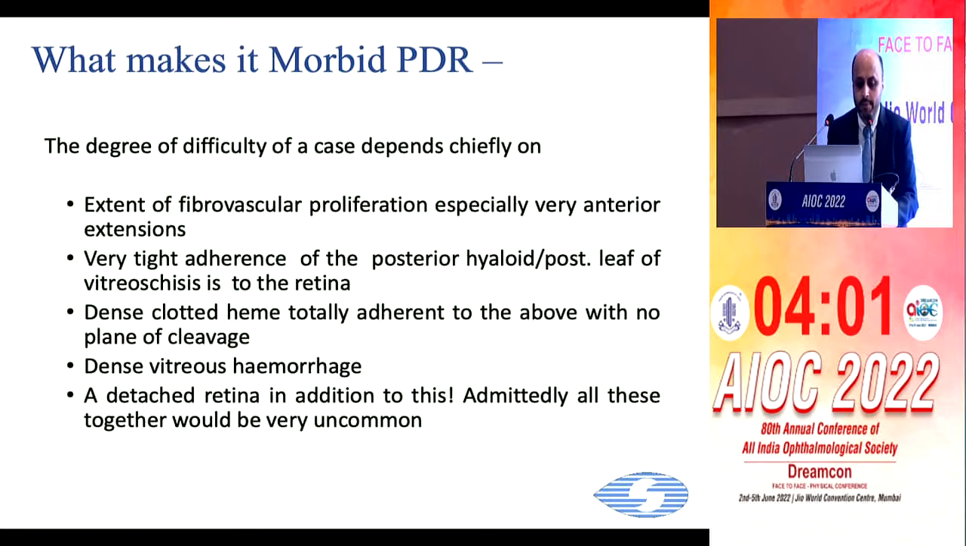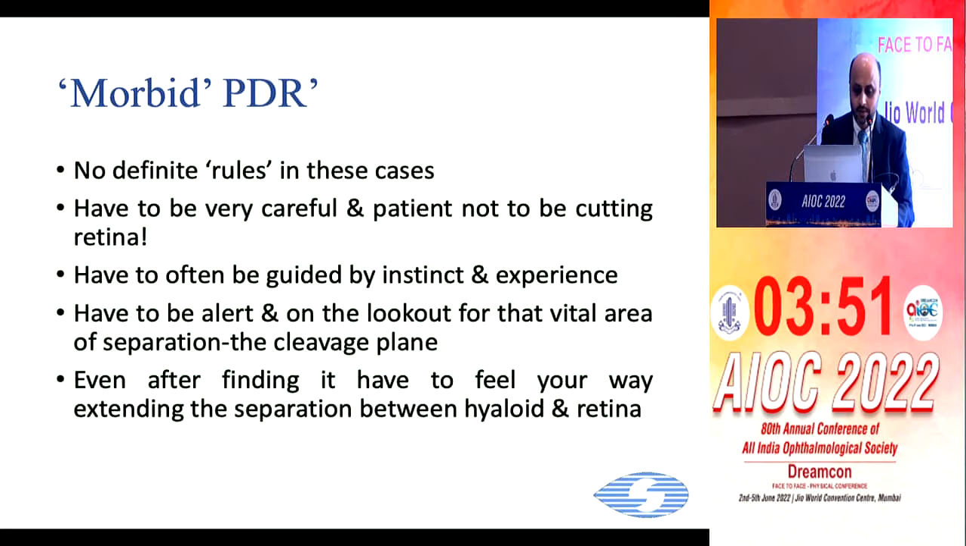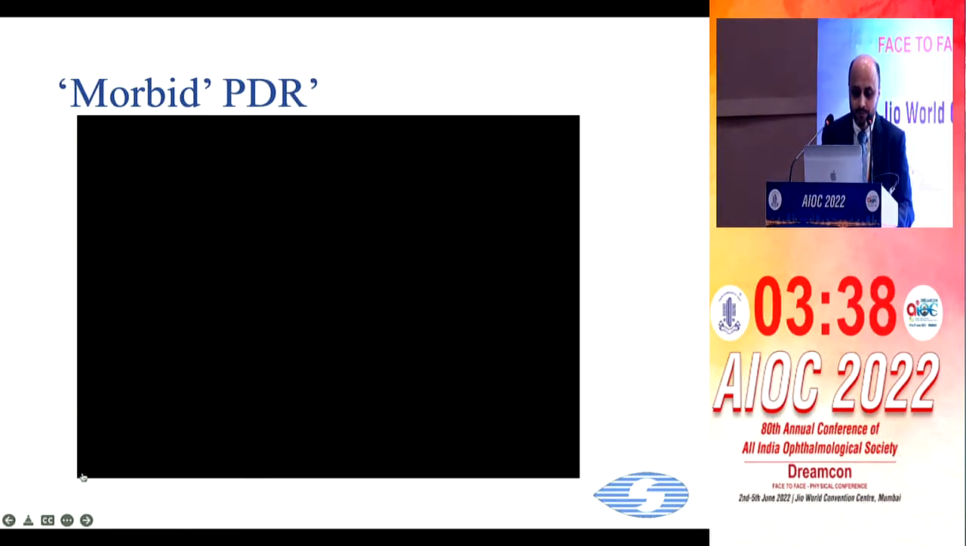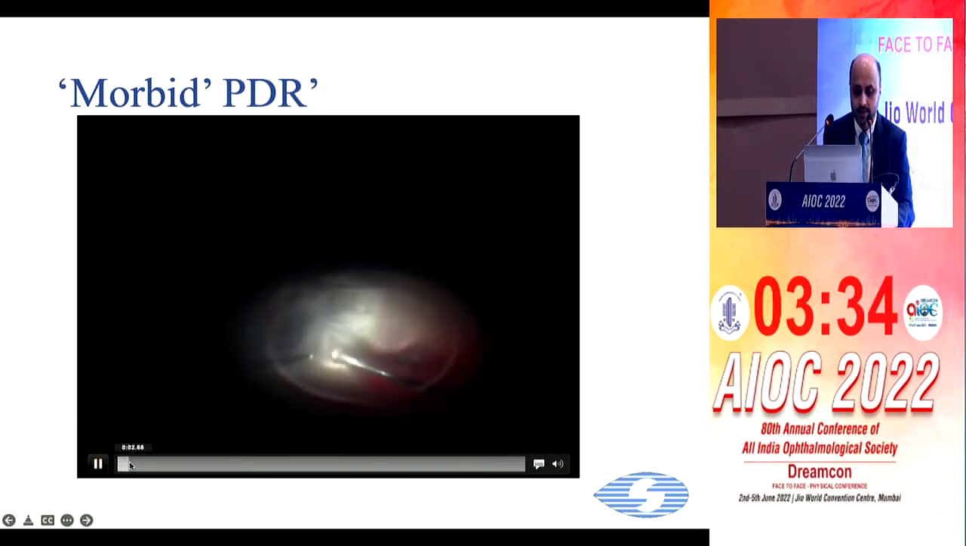So what makes it morbid? I think it is the anterior proliferations, the very tight adherence of the posterior hyaloid, extremely dense clotted heme, and also a detached retina. In these cases, because you cannot really study them extensively, I think there are no definite rules, but just go by your instinct and patience, and by the methodologies you've learned along the way. So this was a case of an extremely morbid PDR where there was no view, there were layers and layers of heme.